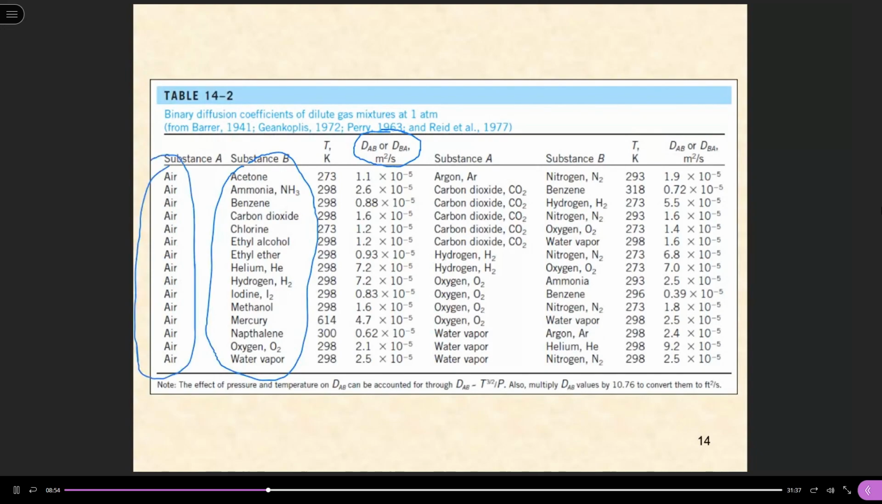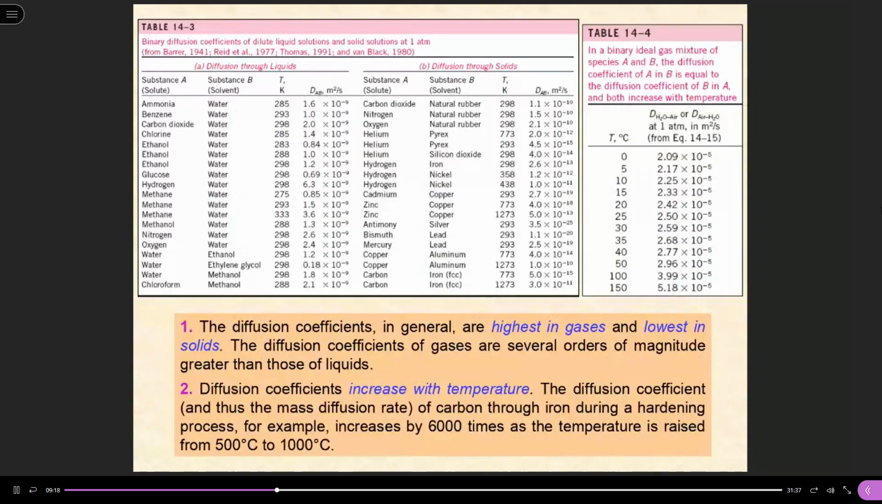And here you have two columns. Here is a different species, say carbon dioxide in benzene, and oxygen in benzene, or benzene in oxygen. Okay. Here you have something more.